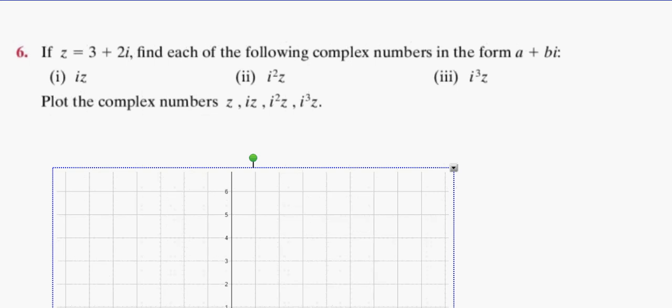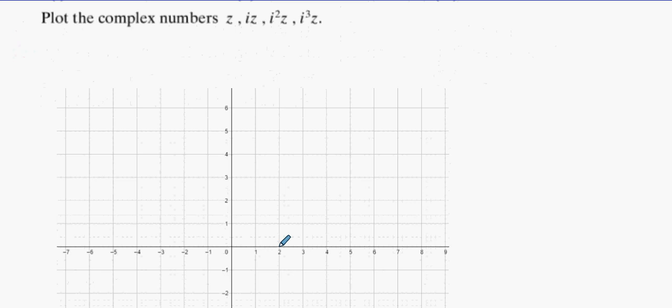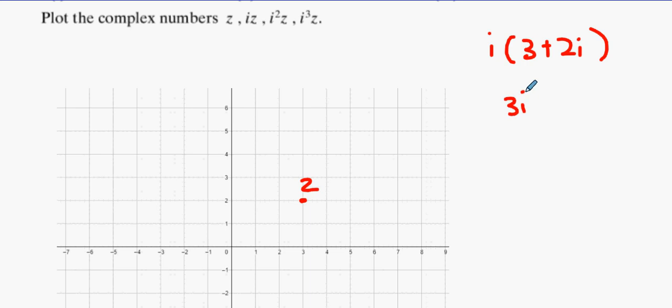So, where's 3 plus 2i? Anybody? 3 plus 2i? Everybody happy that's Z? Now we're going to get iZ. So i multiplied by 3 plus 2i. Any takers? 3i plus 2i squared, which is minus 2 plus 3i.